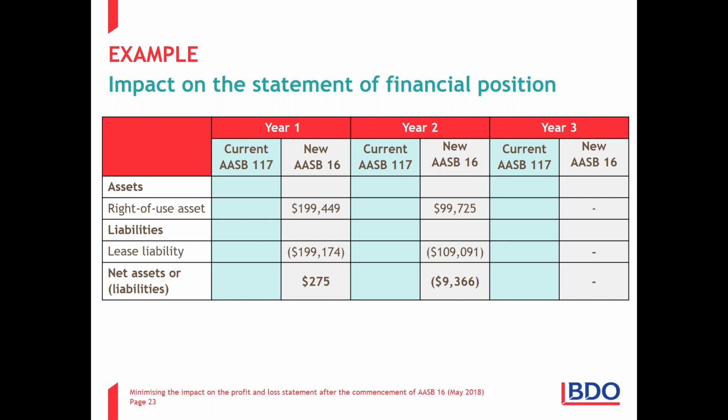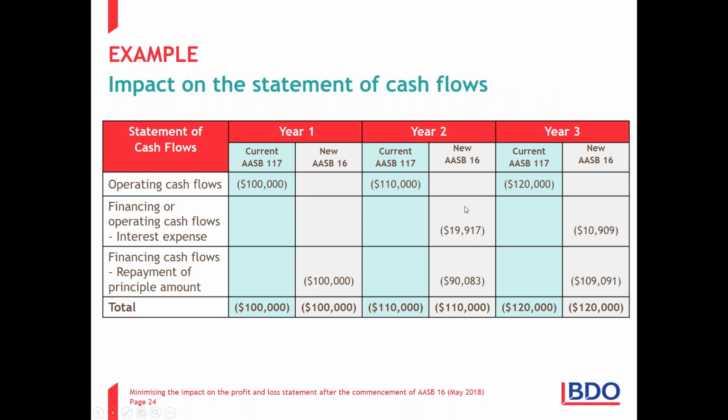So the impact on the balance sheet, as you would expect, is now to have an asset and a liability that weren't previously recorded, but once again, at the end of the lease term, there's no difference between the current and the new standard. The total impact on the cash flow hasn't changed, which is what you'd expect, as the cash paid hasn't changed, but the difference here is just the way the payment is classified between interest and repayment of the finance lease.